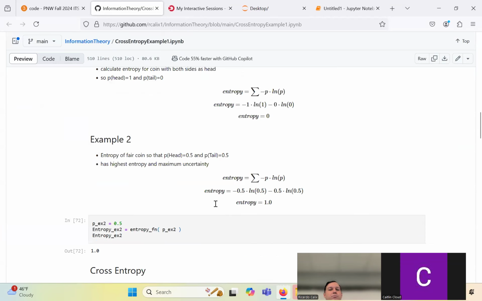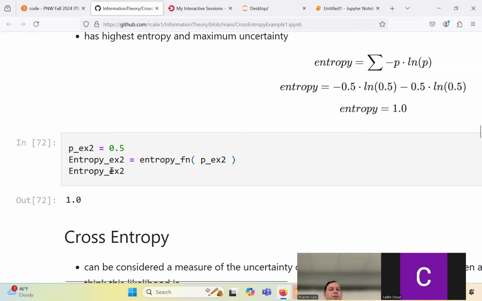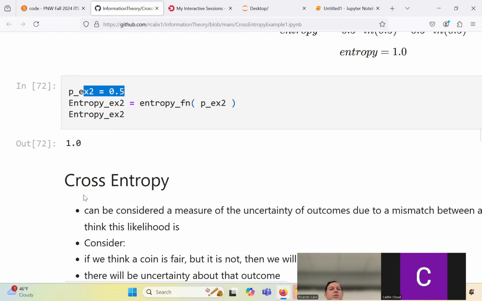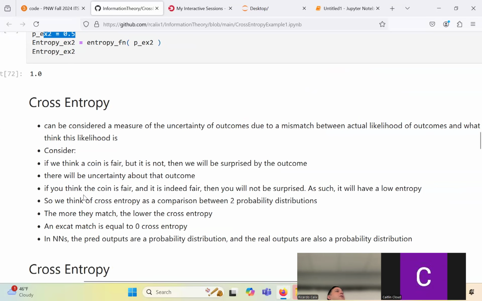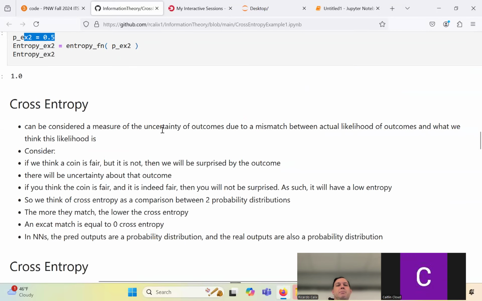Okay, now that we understand that, basically I ran the code here, you can see I have the probability, entropy function, and so it gives me an entropy of 1. Okay, so now comes cross entropy, all right, which is an extension of the same idea. Again, there's going to be binary cross entropy and multi-class cross entropy. This is just binary. All right, so cross entropy can be considered a measure of uncertainty of outcomes, right?